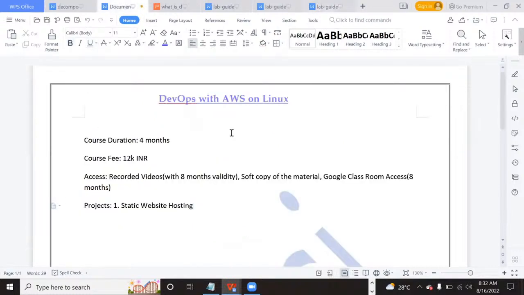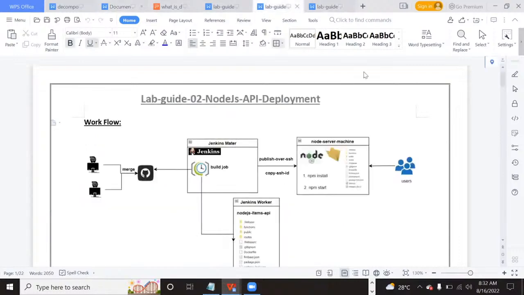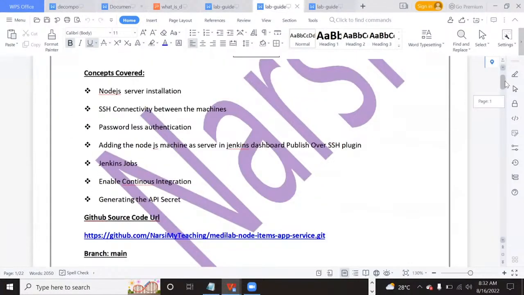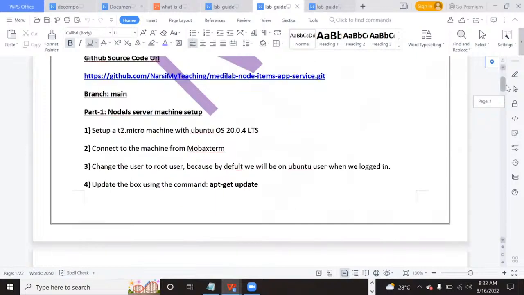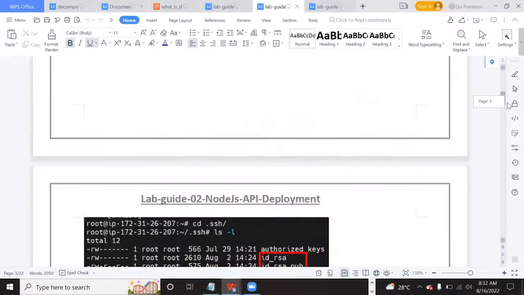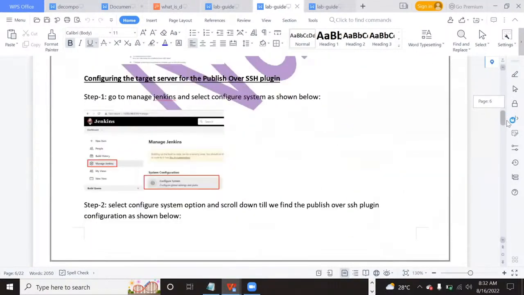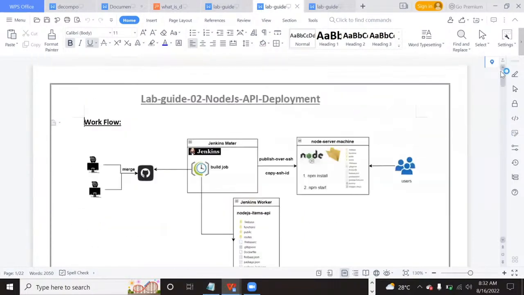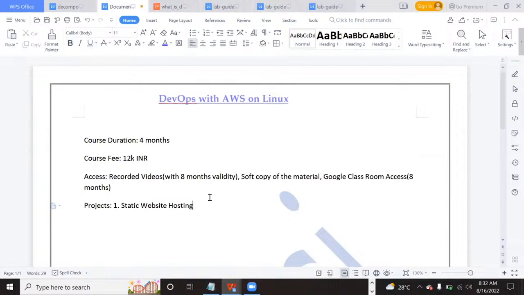These projects will be given to you. The source codes are also given in these lab guides. Every lab guide attaches the source code URL where the source code is, and how that source code will be taken is given with this step-by-step approach. How to create the Jenkins jobs, everything I have given step by step. I'll explain these lab guides as we go on.